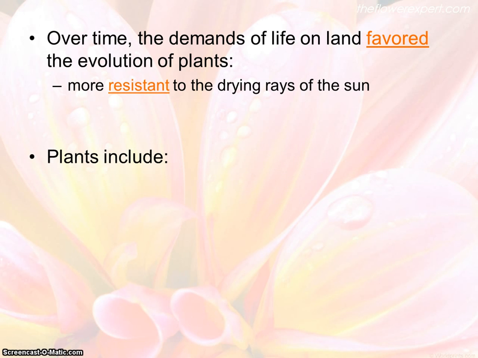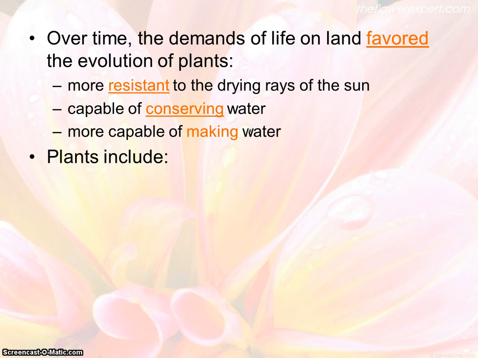It was quite a bit of time before plants were able to adapt to be able to move onto land and favor land biomes. Okay, they were able to adapt to become more resistant to the sun, to the rays of the sun. They were able to adapt to the conditions of being able to find water, and when they found water, they were able to conserve that water.